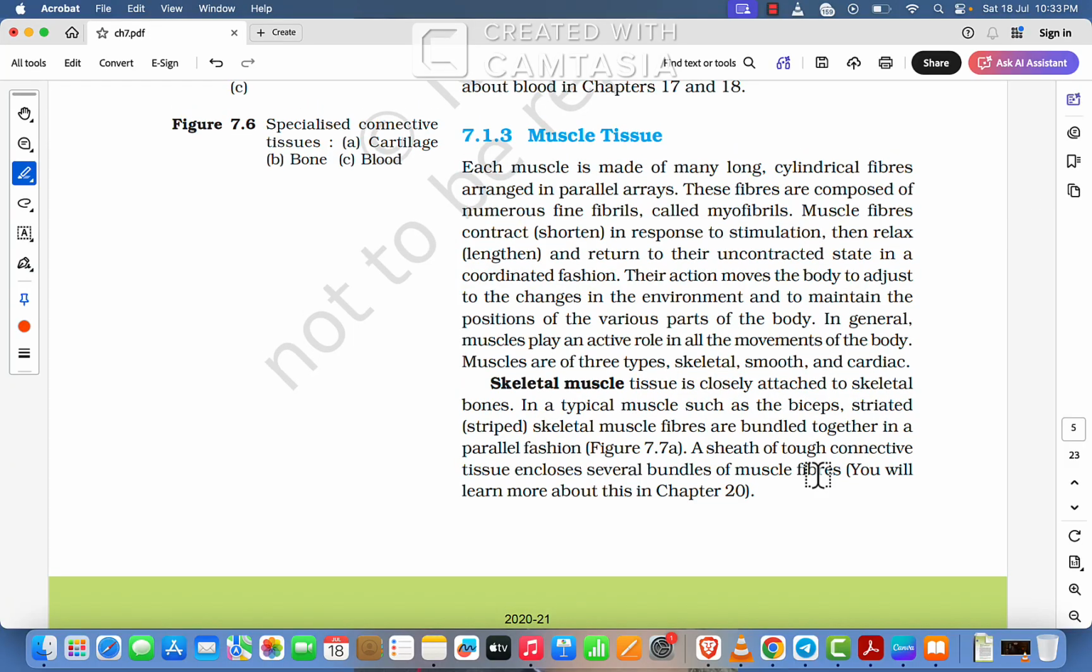Muscle tissue. Each muscle is made up of very many long cylindrical fibers arranged in parallel arrays. These muscles are composed of numerous fine fibrils called myofibrils. Muscle fibers contract, shorten in response to stimulation, then relax and return to their uncontracted state in a coordinated manner.